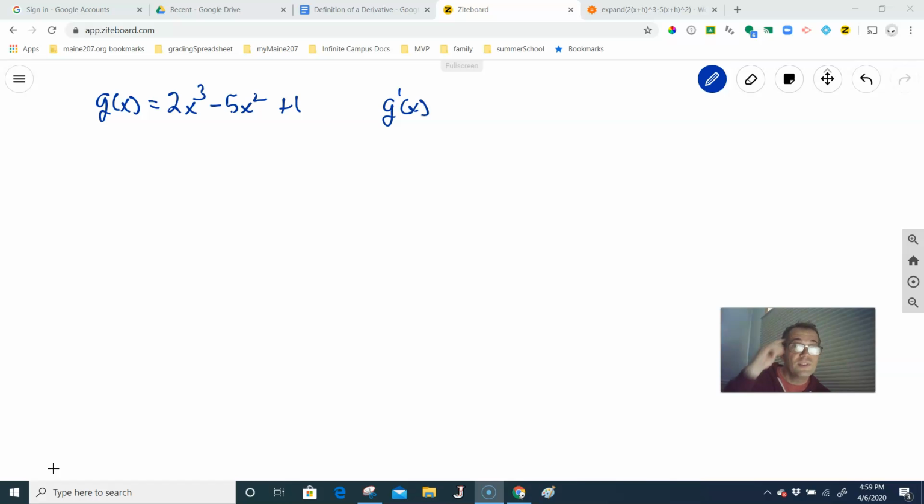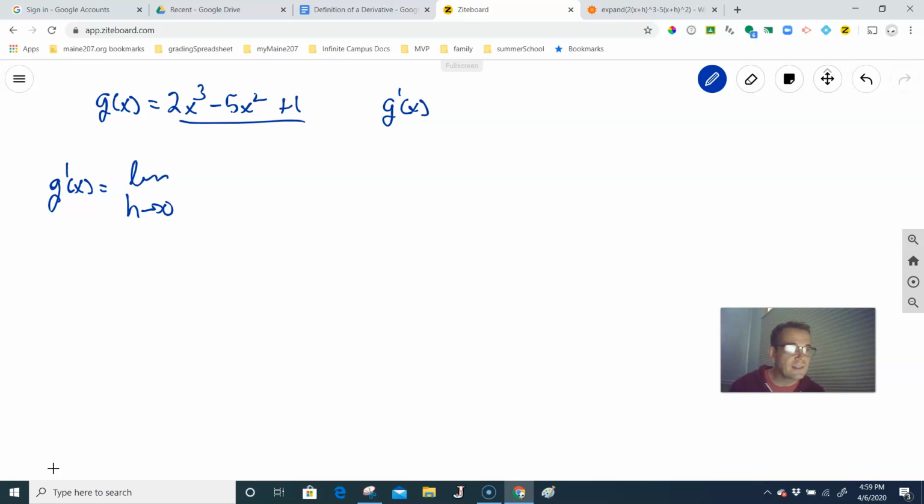All right, so now we want to do the same thing, but just for a generic g prime of x. This function is nasty. If we did it all by hand, it'd be totally gross. But I'm going to follow that definition. g prime of x equals the limit as h approaches 0 of, I'm going to take x plus h and plug it into this function.